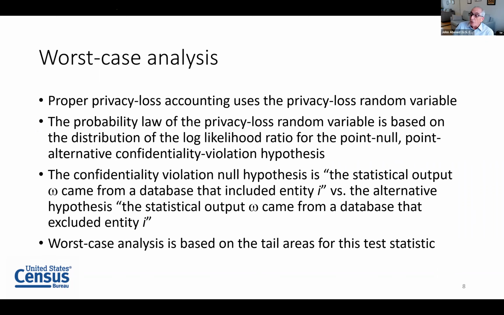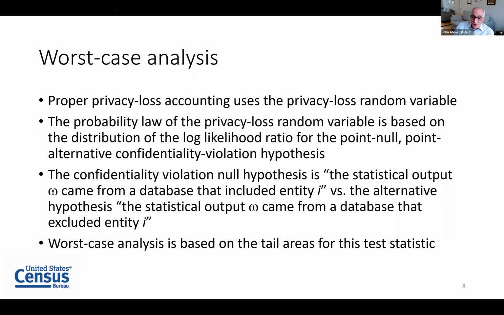Now I stated it here in the original form, but we actually use the form: the statistical output omega came from a database that included entity I is the point null, and the point alternative is the alternative hypothesis: the statistical output omega came from a database where entity I's data have been replaced by an arbitrary record. So one is the unbounded definition and the other is the bounded definition. It's easier to discuss the unbounded definition, but everything I'm going to say applies to either.